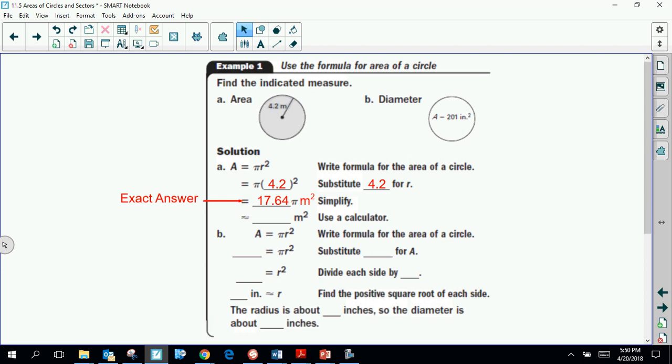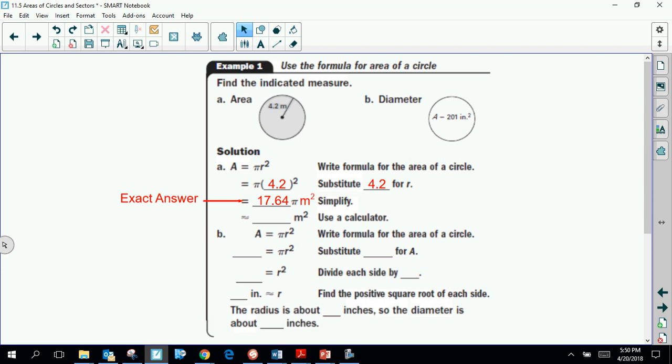So again, for an academic setting, in a math classroom, or if you become a mathematician and you're trying to be exact, those are the things that we would be looking for as far as our answers are concerned.